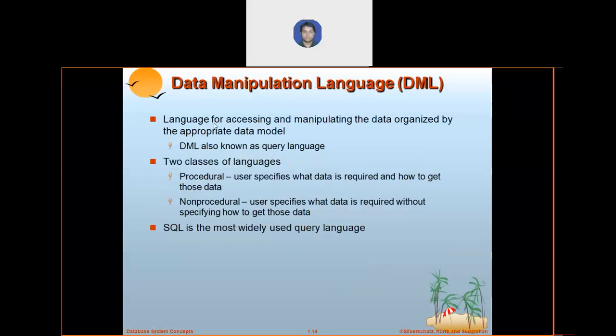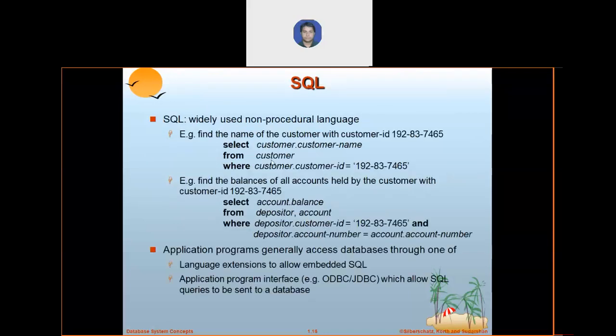Data manipulation language is a language for accessing and manipulating the data organized by the appropriate data model. These are procedural and non-procedural. Procedural means specifying how to get those data, and non-procedural means requiring data without specifying how to get it. We just give the command, and it will give you the result. There is no need to specify how to get those data. So these are DDL and DML, procedural and non-procedural.